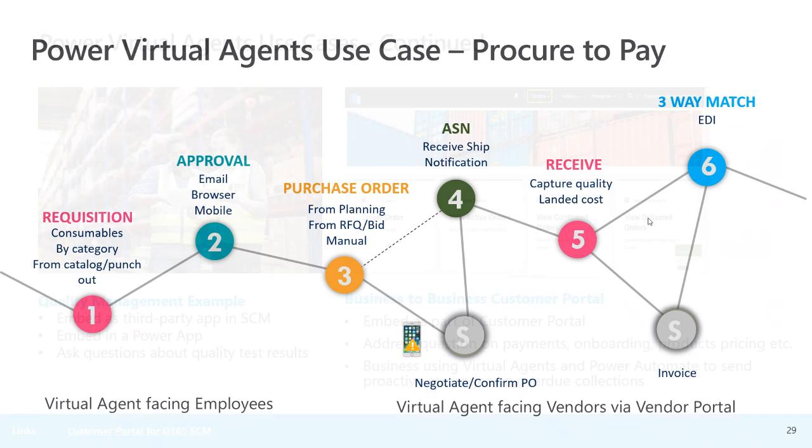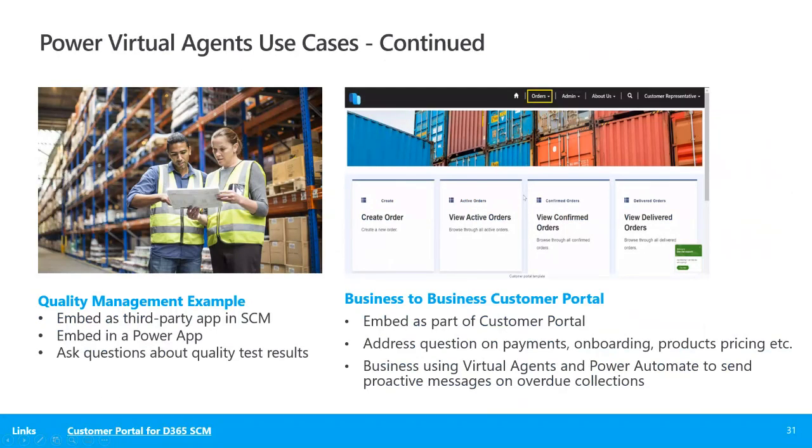So the last two examples we have are quality management and a business-to-business customer portal. So with our quality management example, this again could be internal, where the quality team in your organization is using it. It could also be external if you're contracting out lab tests with a third party, or even for your vendors or customers, depending on the types of products that you're servicing.